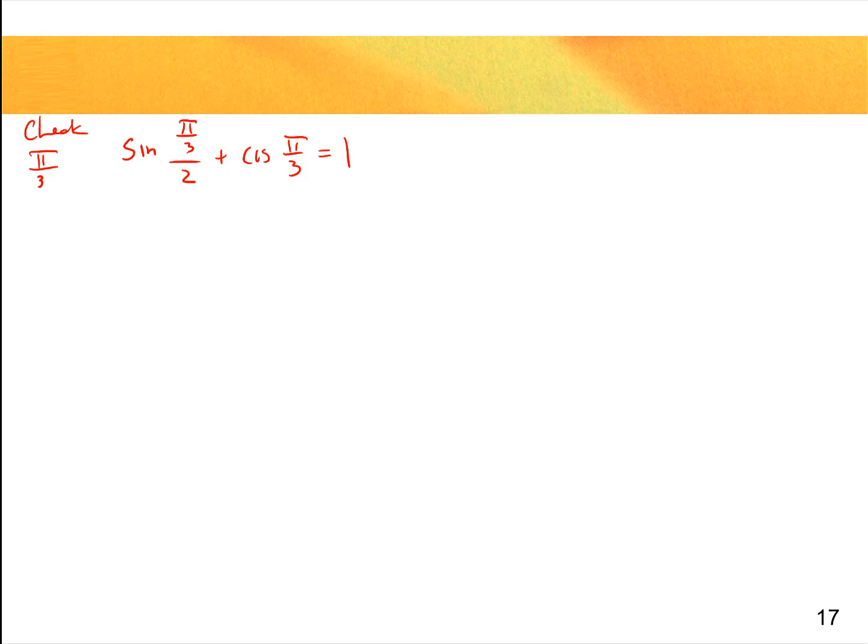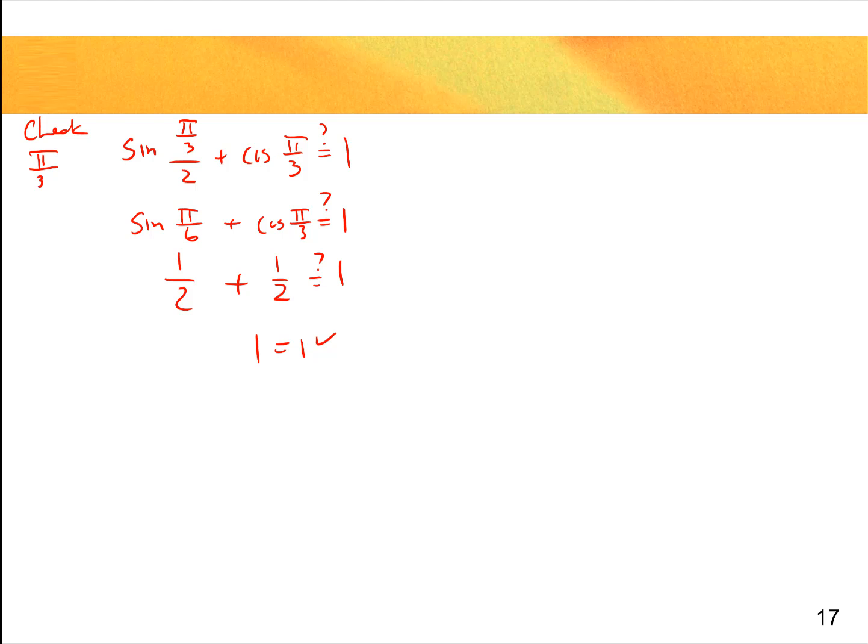So real quick here, I guess we got to do this here. Sine, if you take pi over 3 divided by 2, you're going to get pi over 6. That's going to stay as pi over 3. Question, does that give me a 1? Let's see. So sine of pi over 6, that is 30 degrees. That's 1/2. Cosine of pi over 3, that's 1/2, and voila. So this is going to be, that's true. So pi over 3 works out.